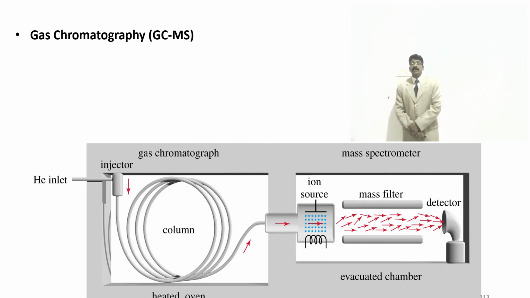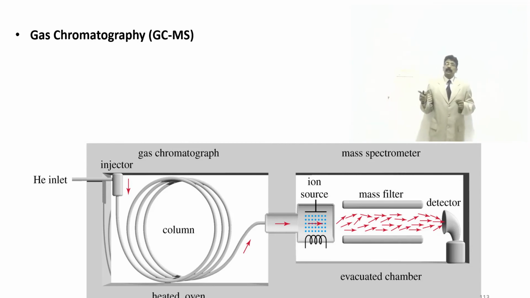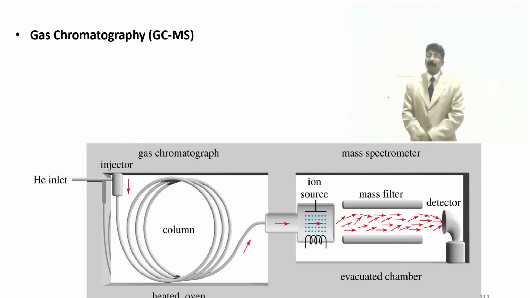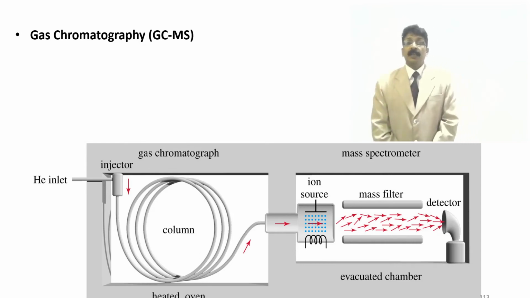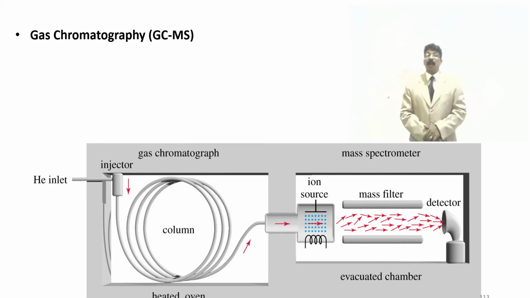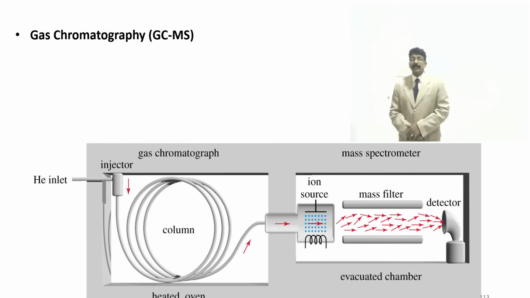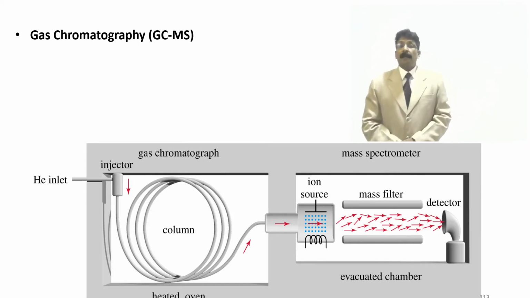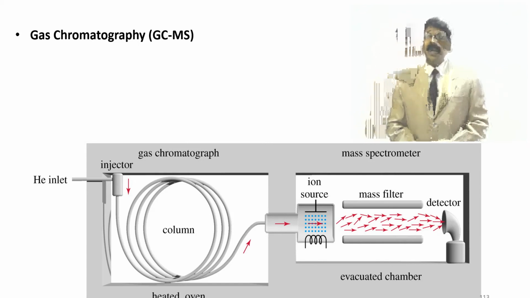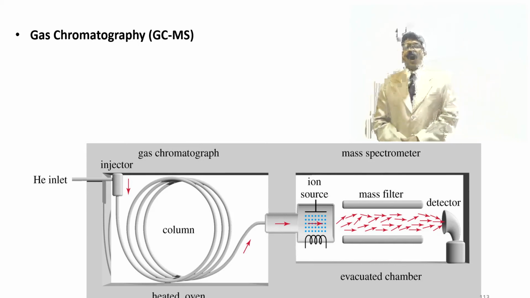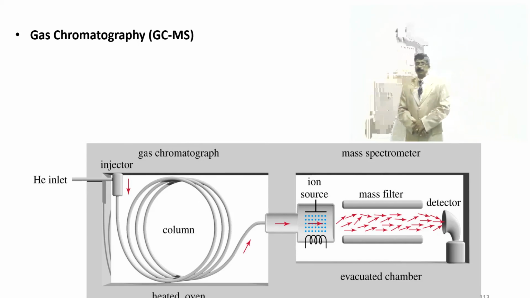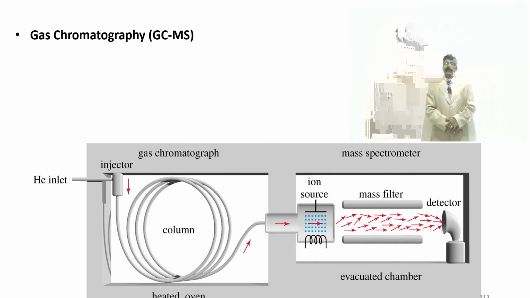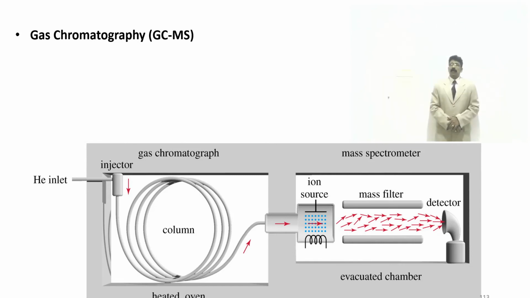Once the compound is eluted, separated from the gas chromatography column, it enters into the ion source, where you can see there is a heating coil. The compound is ionized or combusted, and then the ions are mass filtered and detected, so that you can identify the mass number and the mass of the compound which has been eluted from the chromatogram.